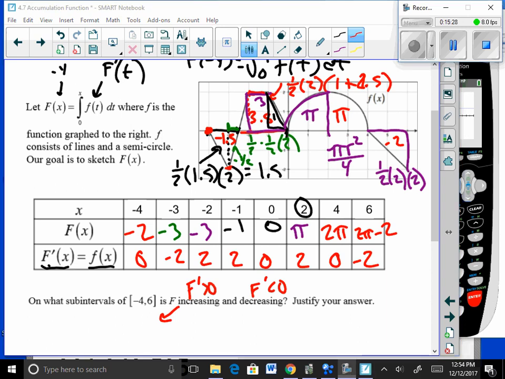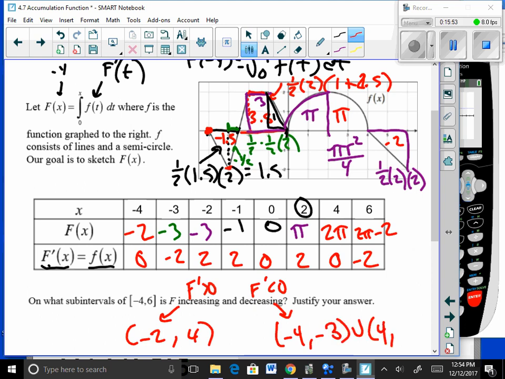Okay, where's it increasing from? So it increases from negative 2 all the way over to 4. And where is it decreasing? Okay, so this isn't quite right.